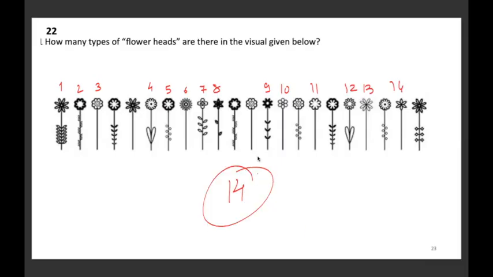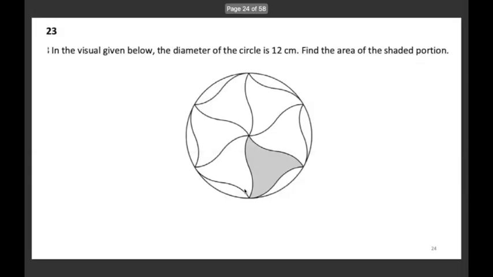Okay, move to the next one. In the visual given below, the diameter of the circle is 12 centimeters. What is the area of the shaded part? Area of the shaded part. So in this case, if I just draw a simple geometry like this. In every part, you will observe that ये वाला जो shaded part है आपका, वो यहाँ पे fill हो सकता है. ये वाला shaded part यहाँ पे fill हो सकता है. ये वाला shaded part यहाँ पे fill हो सकता है.